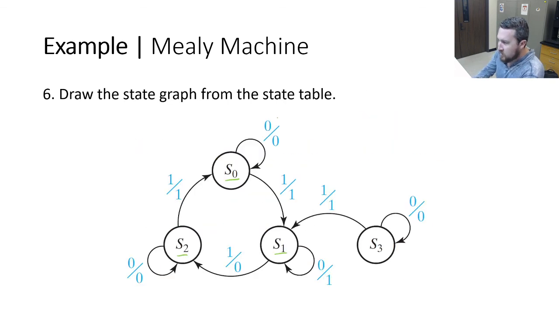Yeah, okay. Just want to make sure I wasn't going to screw that up. The top bar is the input, and underneath is the output, Z. So here we have S0. If the input is 0, it's going to stay at state 0, and the output will be 0. But if we're at state 0 and the input is 1, then we're going to go to state 1, and the output is 1.